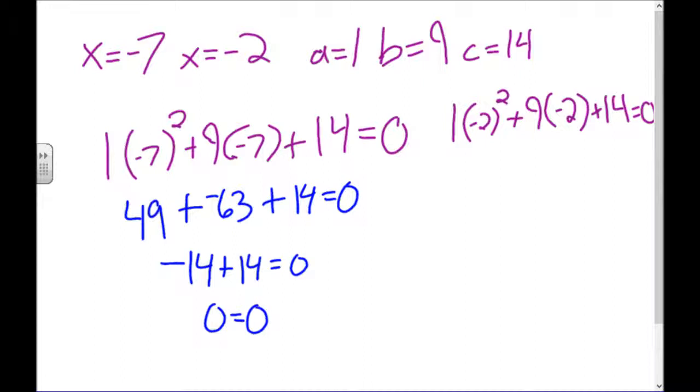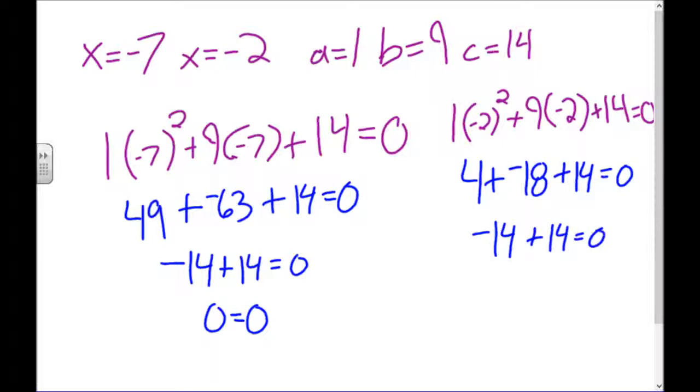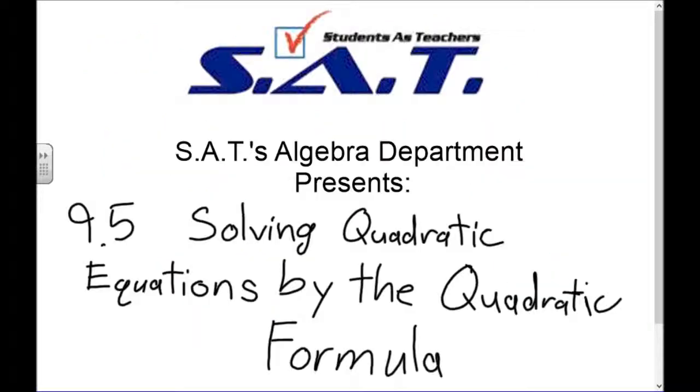1 times -2 is -2, and -2 squared is 4. Plus 9 times -2 is -18. Plus 14 equals 0. 4 plus -18 is -14. Plus 14 equals 0, and -14 plus 14 equals 0. And this was SAT's 9.5, solving quadratic equations by the quadratic formula. There's a lot of quadratic in this, I don't know.